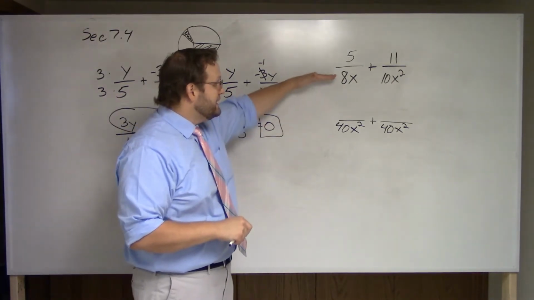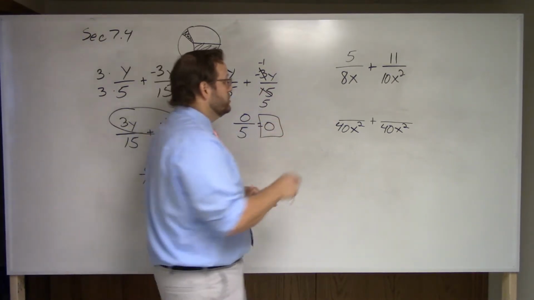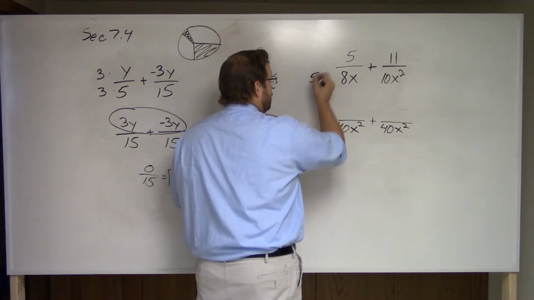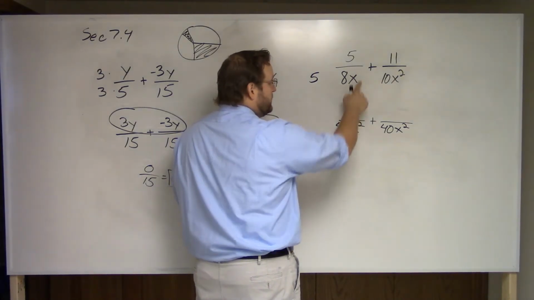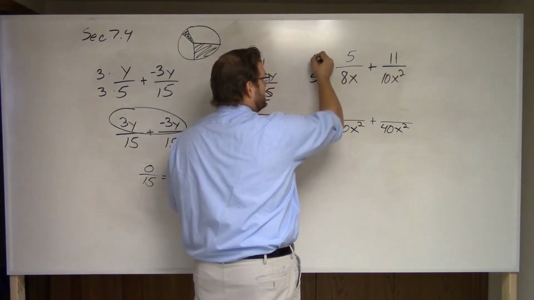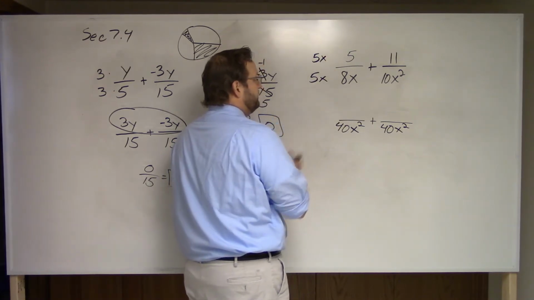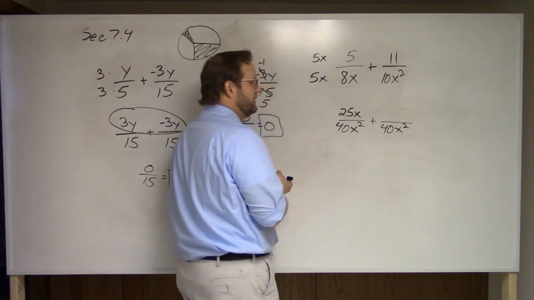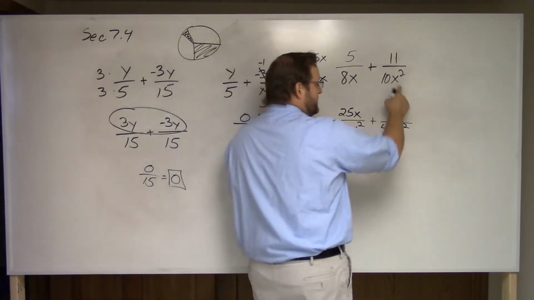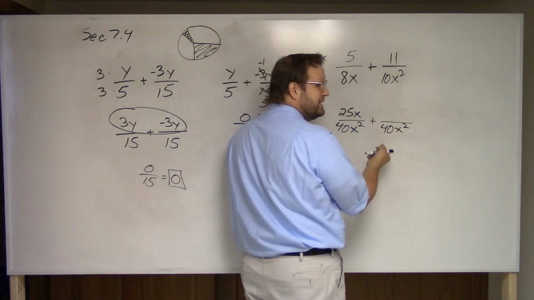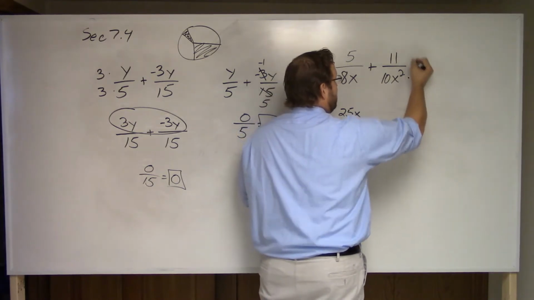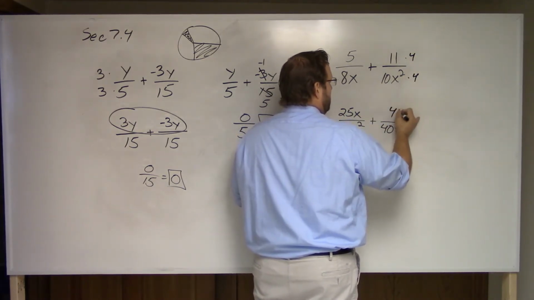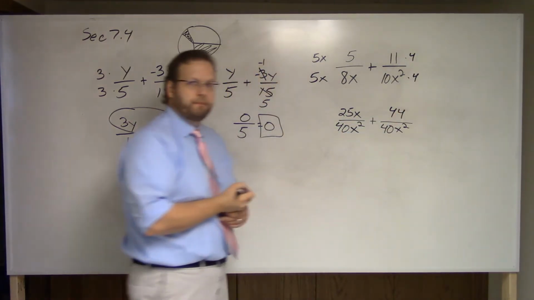Now we need these to become this. So 8 times a 5, and then I need 2 x's, but I only have 1, so I'm going to throw another x in there. 5x times 5 is 25x. Here, the x squared's already matched, but a 10 needs to be a 40. So I'm going to multiply by 4, and I've got 44.